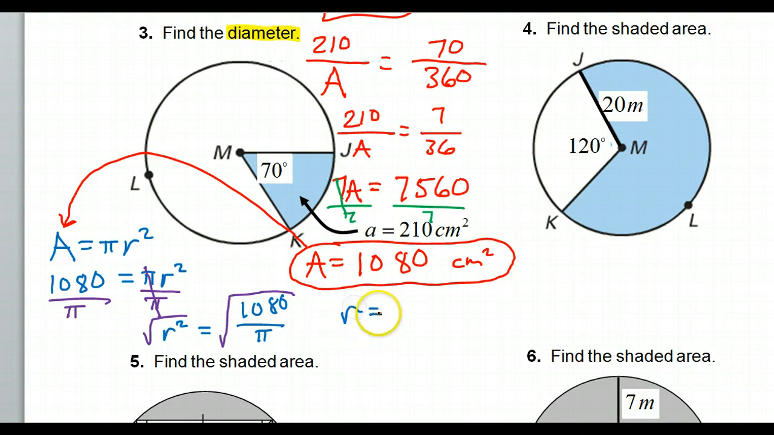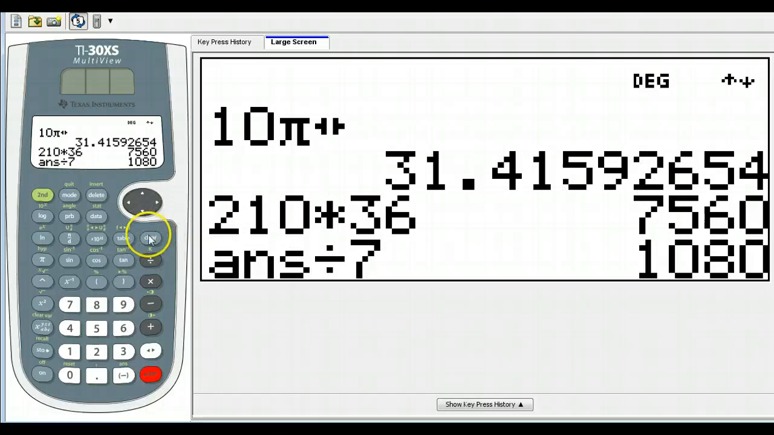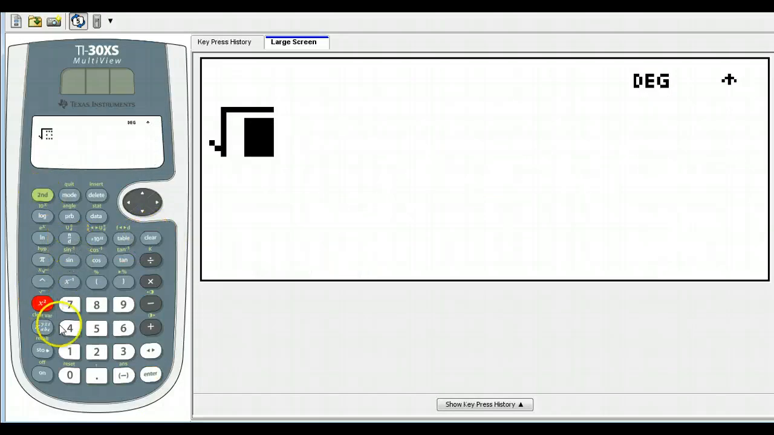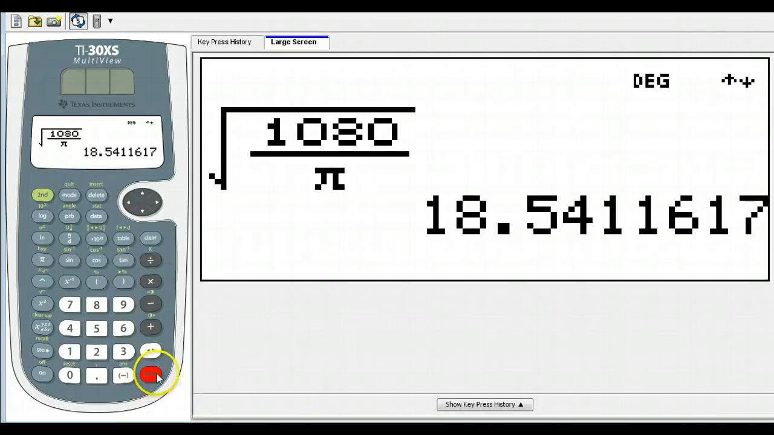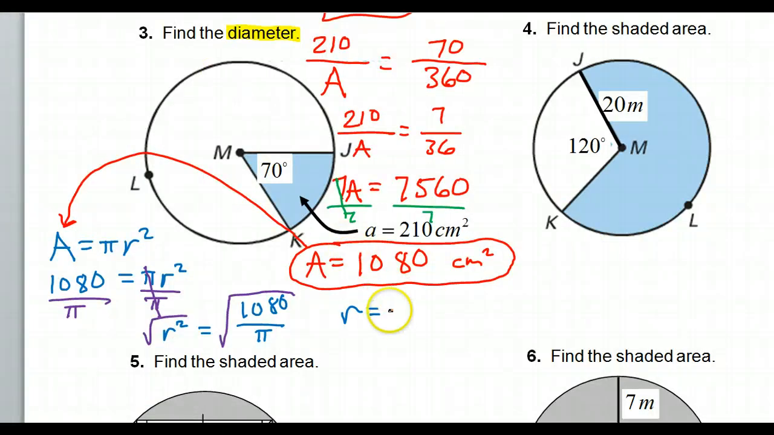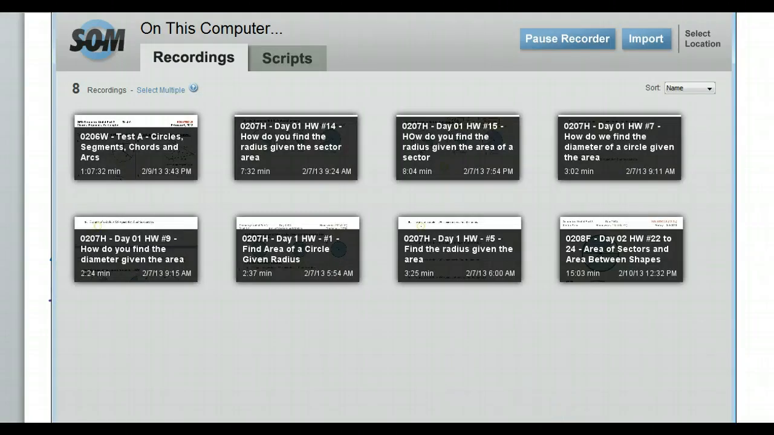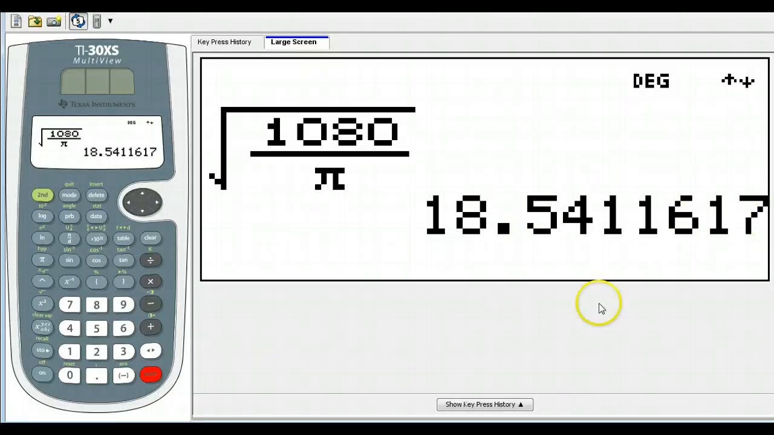Okay, so basically the radius is equal to the square root. I'll go ahead and get the decimal right now. So the square root of 1080 over pi. Okay, so that gives me 18.5412. I'm not actually going to use this number. I am going to use what is in the calculator, all the decimals.